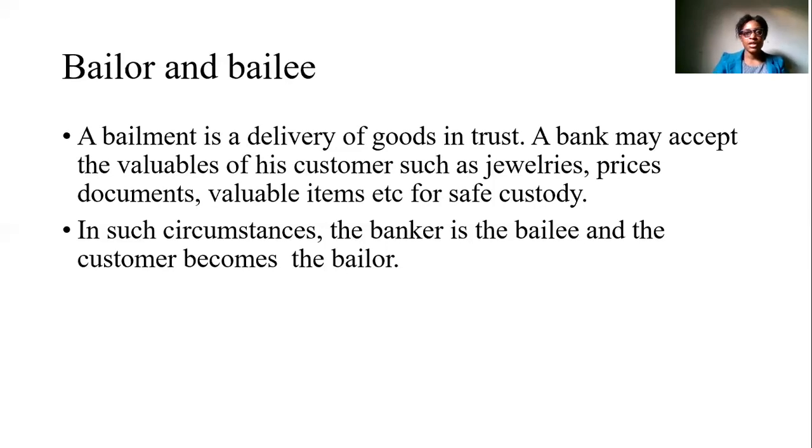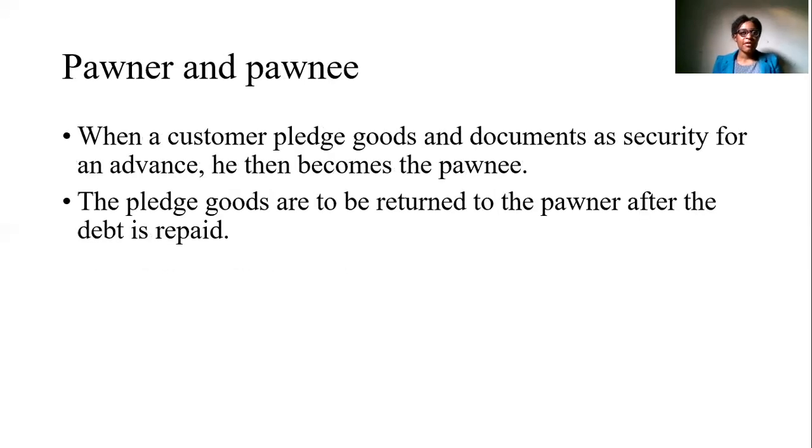Let us go to the next one. We have the owner and pawnee duties, owner and pawnee relationships. When a customer pledges goods and documents as security for an advance, the bank then becomes a pawnee. The pledged goods are to be returned to the owner after the debt is repaid.